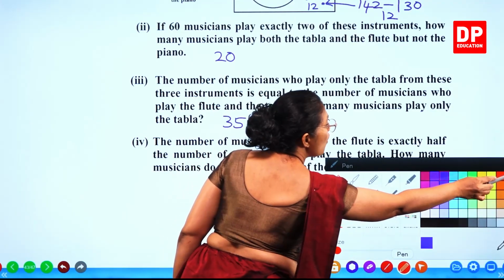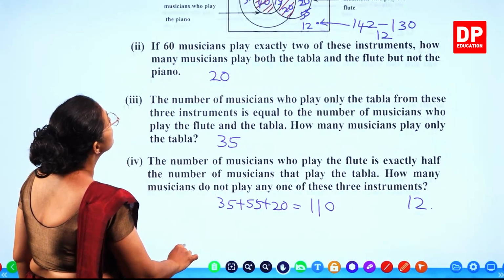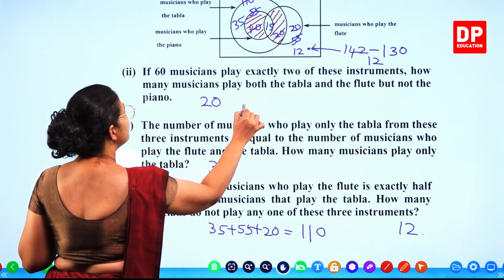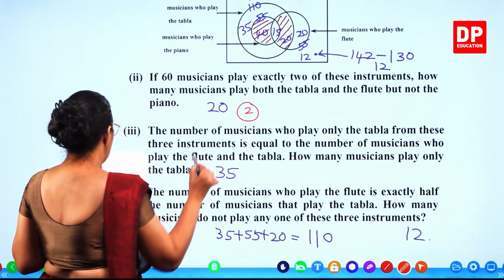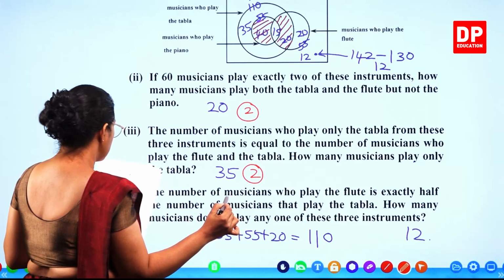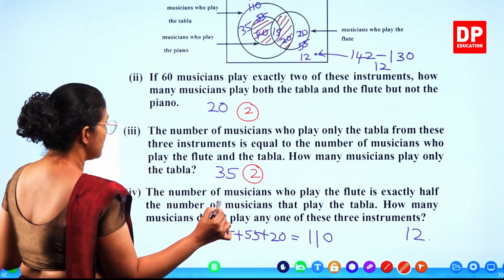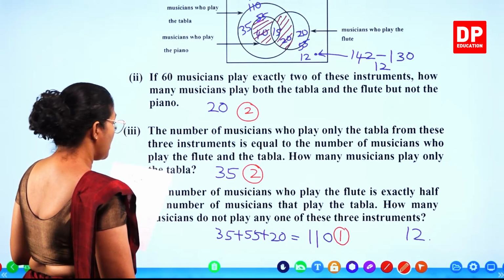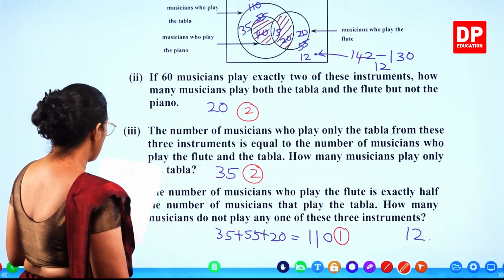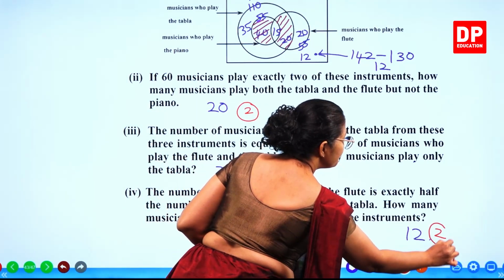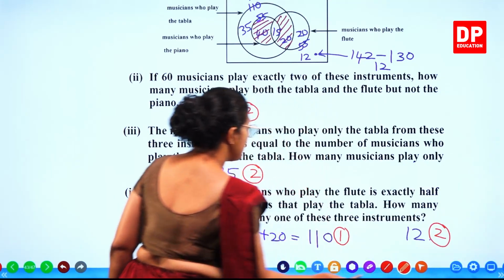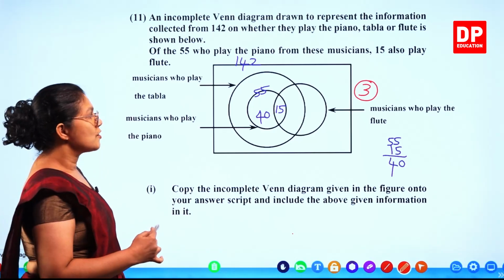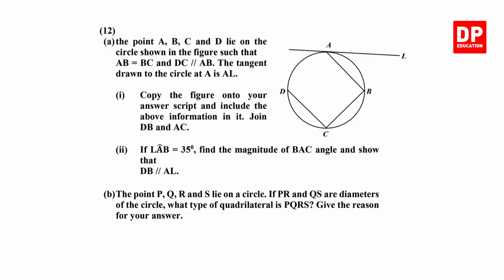So let's see how we give the marks. We have given 3 marks for the first part, so 22 marks. And for 35, 2 marks. And finding 110 is 1 mark. And 142 minus this one, getting 12 is 2 marks. So let's see whether the total is 10. And we give 3 marks for the first part. So altogether 10 marks. Let's do the last question, question number 12.